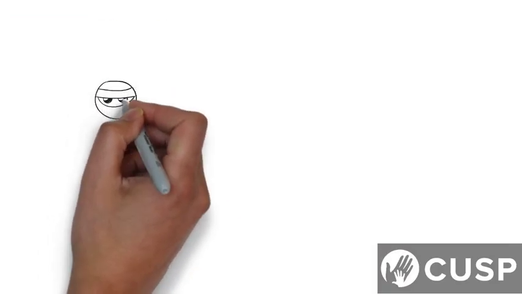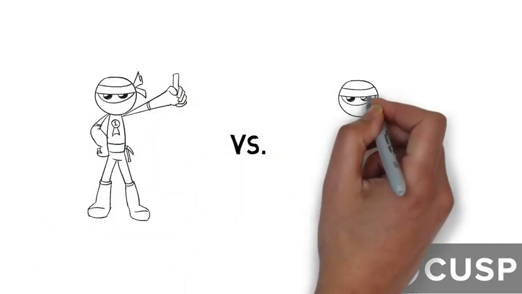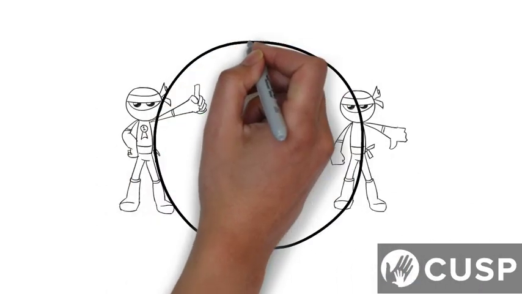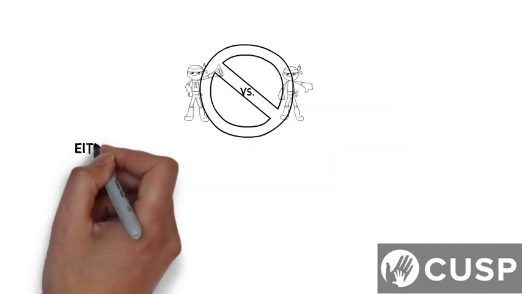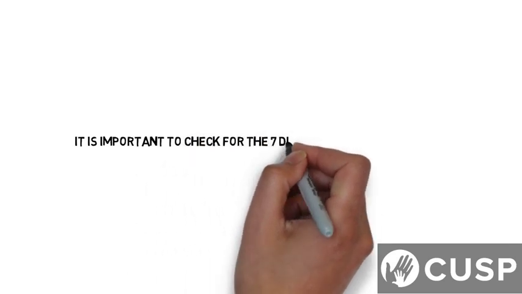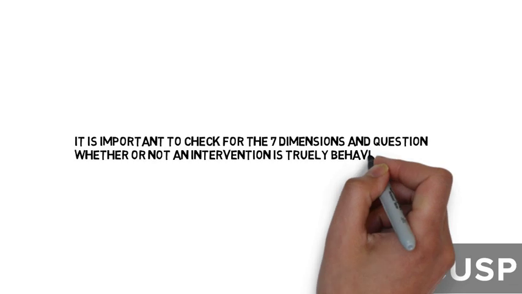But the big question is, how do we differentiate between a good versus a bad behavior analytic intervention? In the end, there is no such thing as a good or a bad behavior analytic intervention. Either it is behavior analytic intervention or it is not. It is important to check for the 7 dimensions and question whether or not an intervention is truly behavior analytic. Let's look at each dimension in a little more detail.